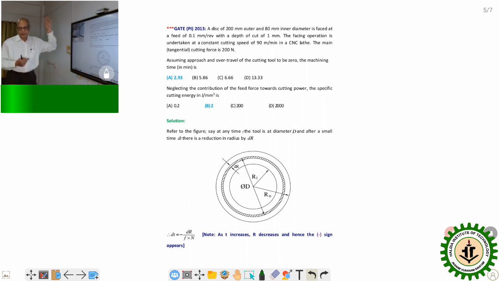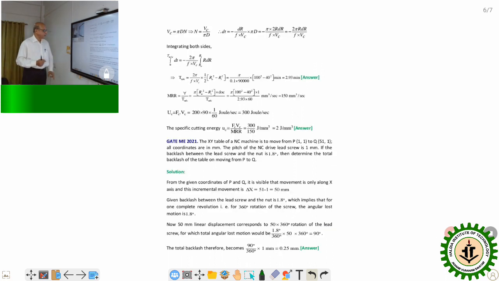This portion is exclusively from the metal cutting concept, which you had studied earlier perhaps. Neglecting the contribution of the feed force towards the cutting power, that is, entire power is consumed due to cutting. What will be the specific cutting energy in joule per millimeter cube that we have to consider? So for that, we first calculate what will be the MRR, metal removal rate.